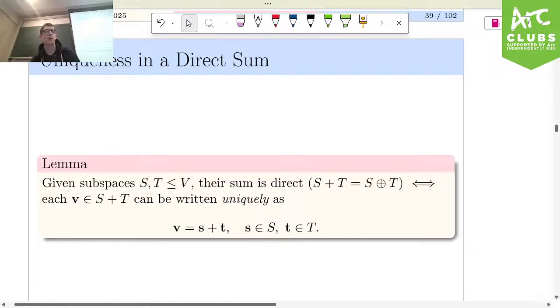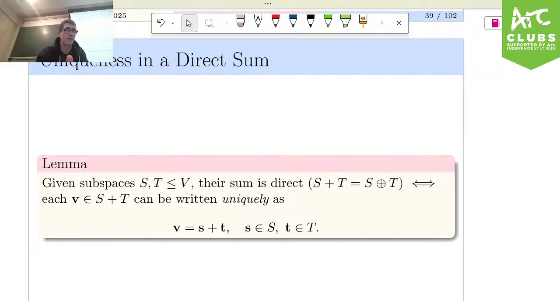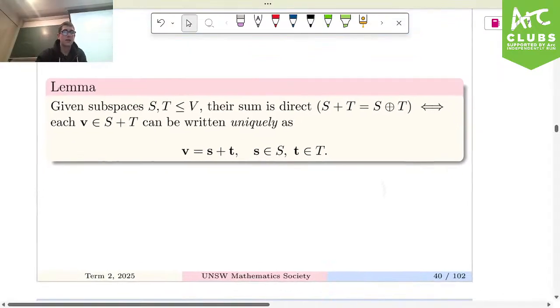What a direct sum like this permits us to do is express every single element within our vector space uniquely as the sum of one element in S and one element in T. That's quite nice for us because it's saying that the expression of every element within V can be broken down into something that can be expressed in S and something that can be expressed in T. All right.